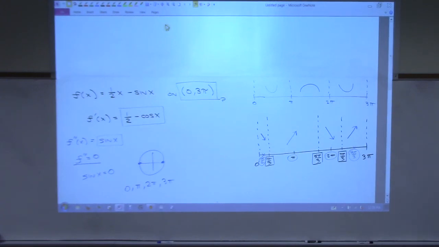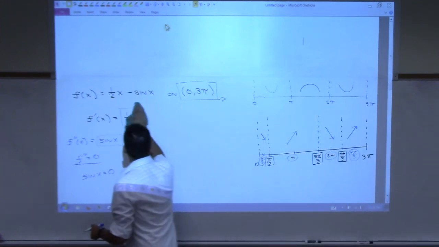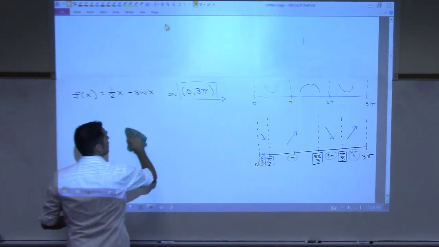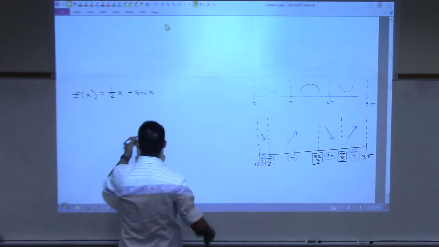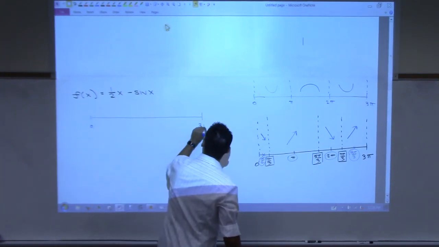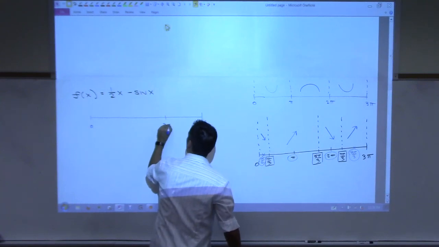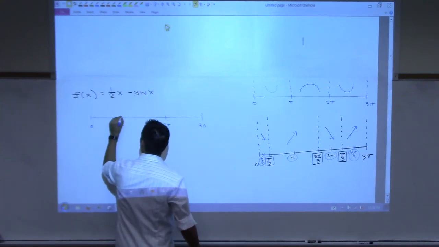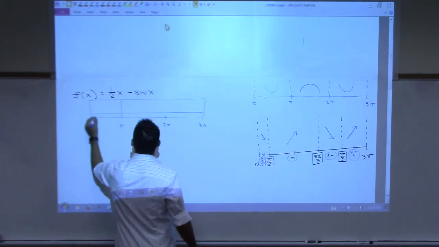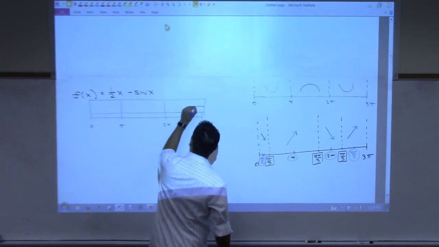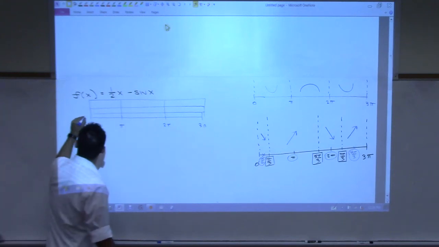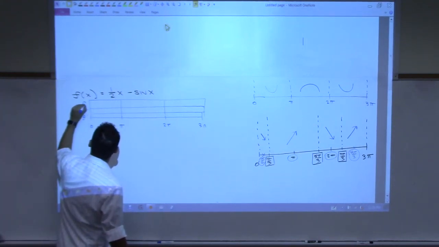Questions? All right. I'm going to keep that there. I'm going to try and draw this. 0, 3 pi, pi. I'm making my table right here, but I'm doing a fast table, and it's actually pretty bad. Here's f prime, here's f double prime, and here's f.